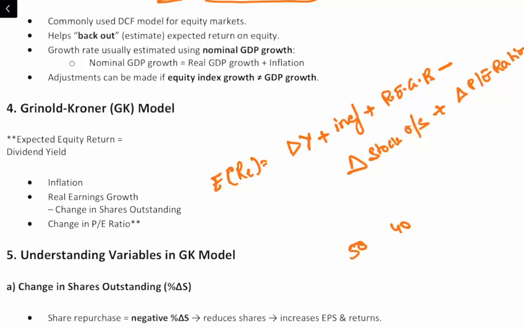Now if I redefine this term, that is your dividend yield, can you write it like this? Dividend divided by the price of the share, it is equivalent to dividend yield. Clear? Now this inflation is clear to me. Now this one can I write like this? Percentage change in earnings. Similarly, percentage change in stocks plus percentage change in price to earning ratio.